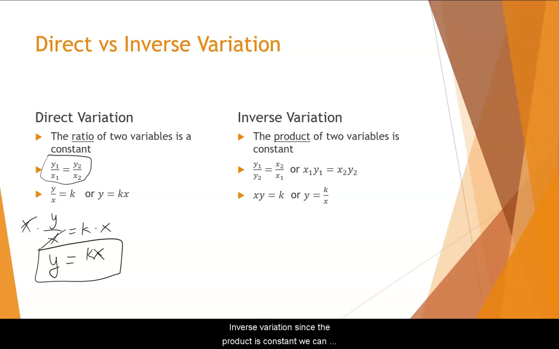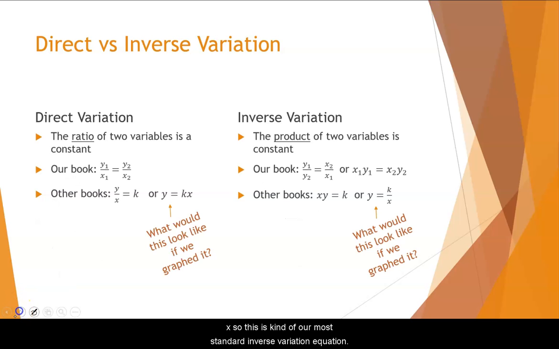For inverse variation, since the product is constant, we can write x times y equals k. If we solve for y, we just divide both sides by x, and we end up with y equals k divided by x. So this is our most standard inverse variation equation.